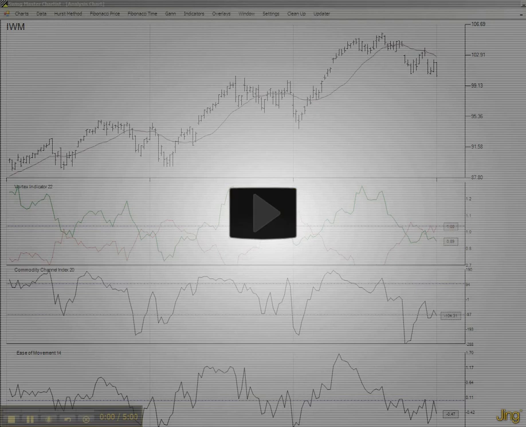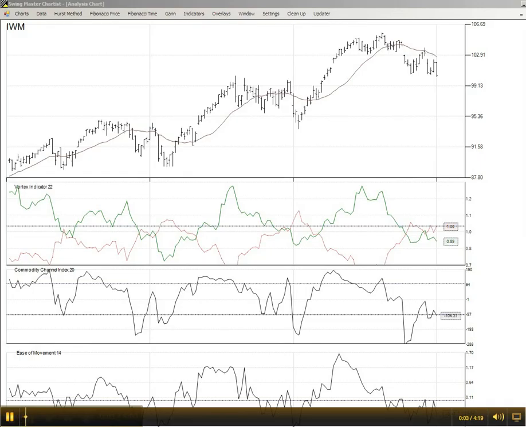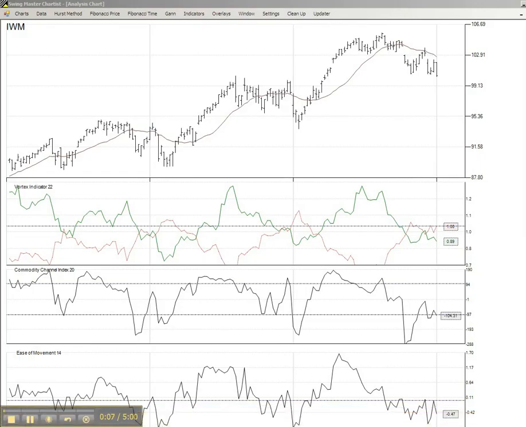In the last video, we looked at the Russell 2000 ETF, the IWM, and we determined that there's a good probability that the trend has changed from bull to bear. And that's great, but what can you do with that information? You can make videos and you can have something to talk about in chat rooms.